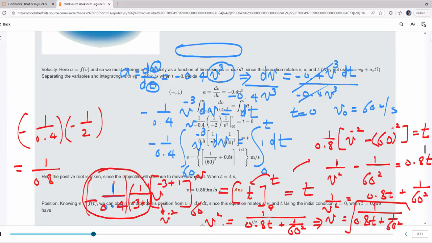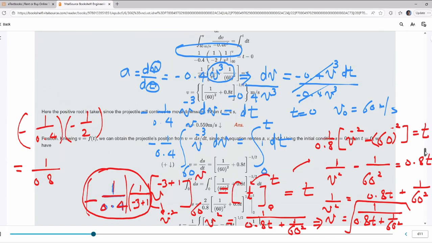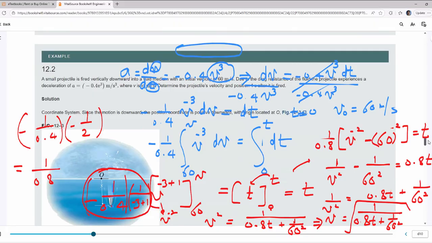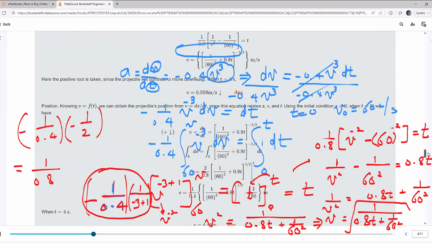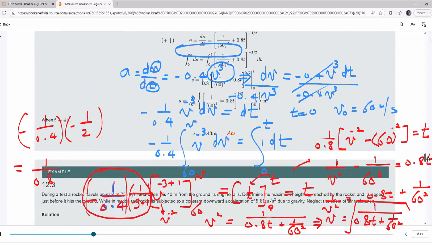Question. So I simply use the power rule for the antiderivative, and then simple rearrangement with algebra to solve for the velocity as a function of time t. Okay, what is next then? Position. Once you solve for velocity, that is the instantaneous velocity. So we're going to start off from here. Velocity equals ds over dt. That equals the square root of 1 over (0.8 t plus 1 over 60 squared).